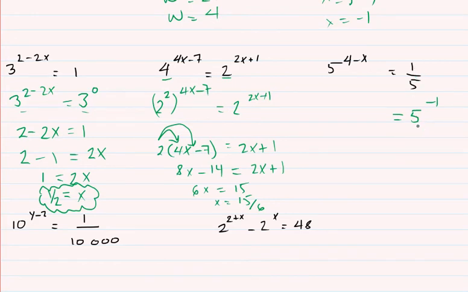1 over 5 is equivalent to 5 to the negative 1, so we can change it that way, is equal to 5 to the power of 4 minus x. We can get rid of the bases now, since we have identical bases, so 4 minus x is equal to negative 1. 4 plus 1, 5 is equal to x. Let's keep going.